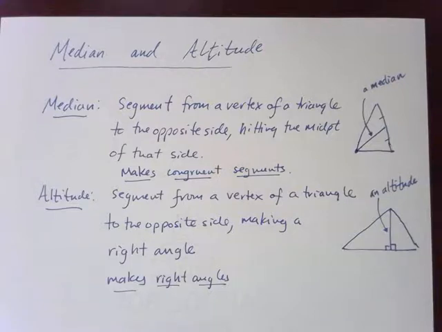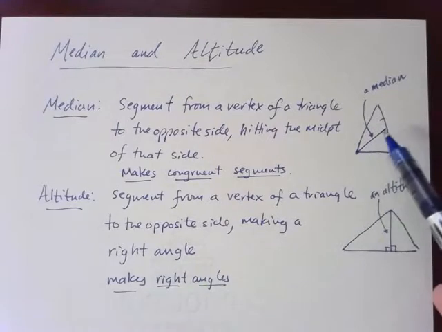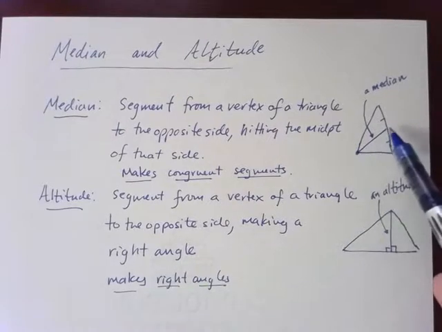Median and altitude are two terms you need to know and how they apply to triangles. A median of a triangle is a segment that goes from a vertex of a triangle to the opposite side, and when it reaches the opposite side it hits the midpoint and therefore makes two congruent segments.